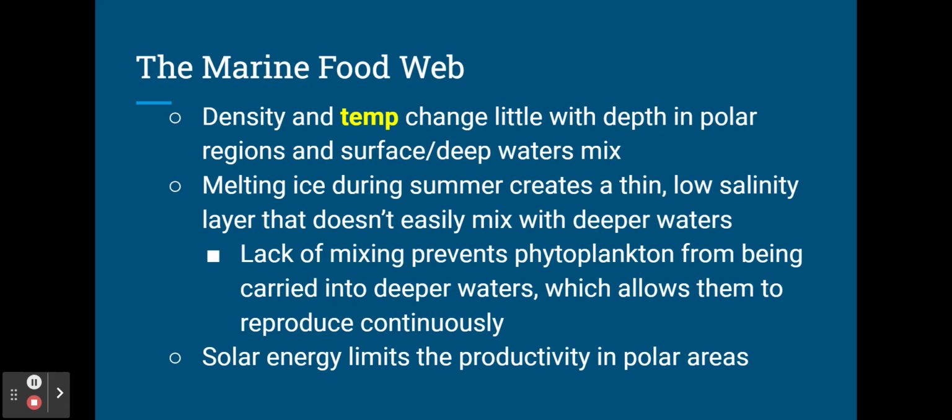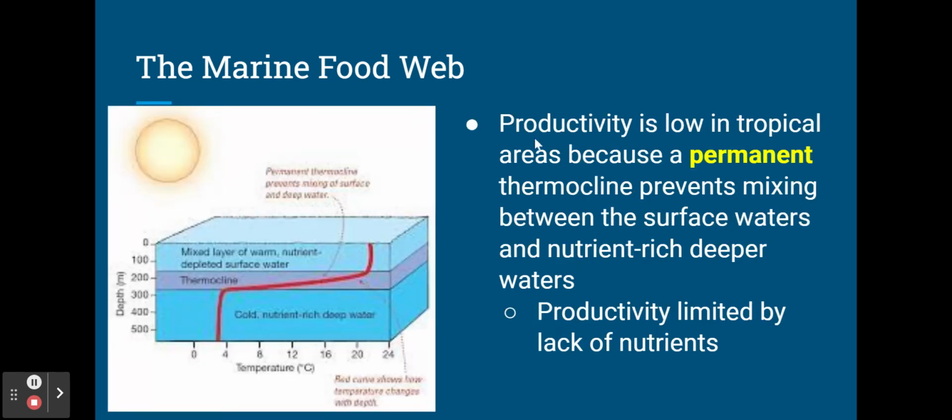Okay, and the surface and the deep waters mixing and all that kind of stuff. Remember, we talked about that. So melting ice during the summer creates what we call a thin, low salinity layer. And that layer doesn't mix well with deeper waters. And because it doesn't mix, the phytoplankton don't move to deeper waters. Okay, they get to stay on the top. And that allows them to produce continuously. And because there's solar energy limits, that limits the productivity in those areas. So in the polar regions, sunlight is kind of the determining factor of how much productivity we can get in those areas.